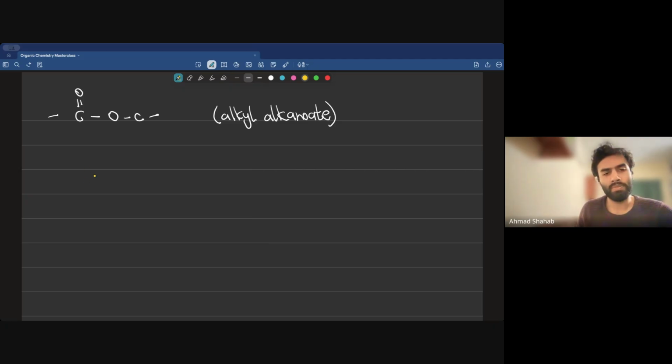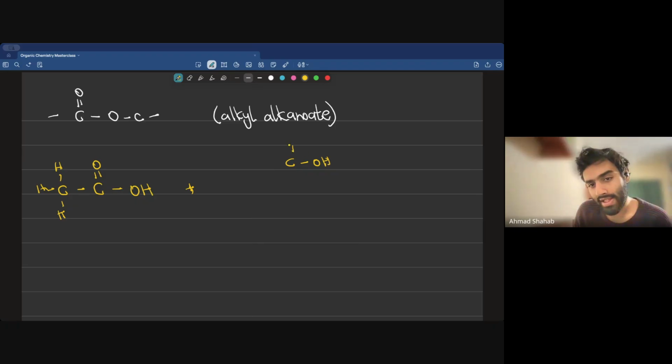Let's say we have this as a carboxylic acid. What is the name of this carboxylic acid? It's ethanoic acid. And it reacts with an alcohol, let's say methanol. Methanol is something like this, an alcohol with only one carbon atom. If I convert it to its structural formula, it goes like this: CH3OH. Let me write this down.